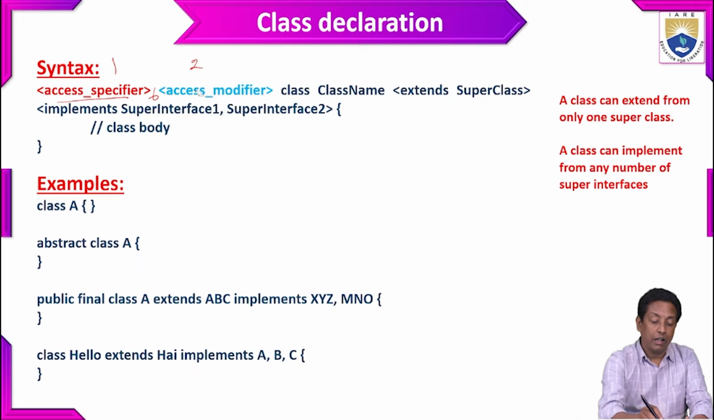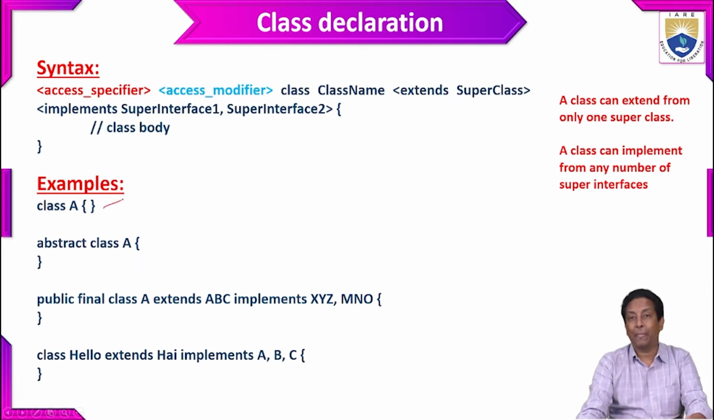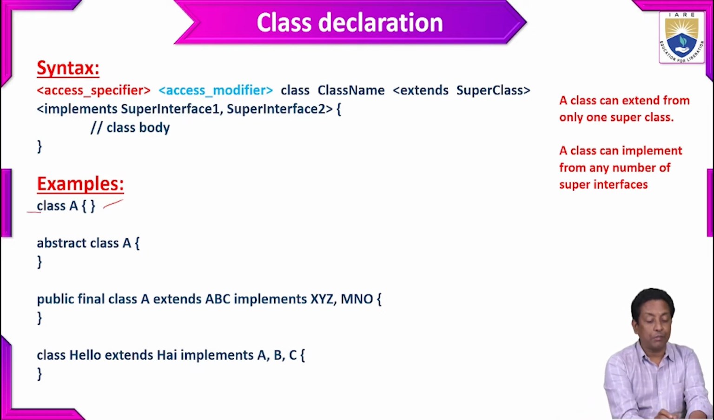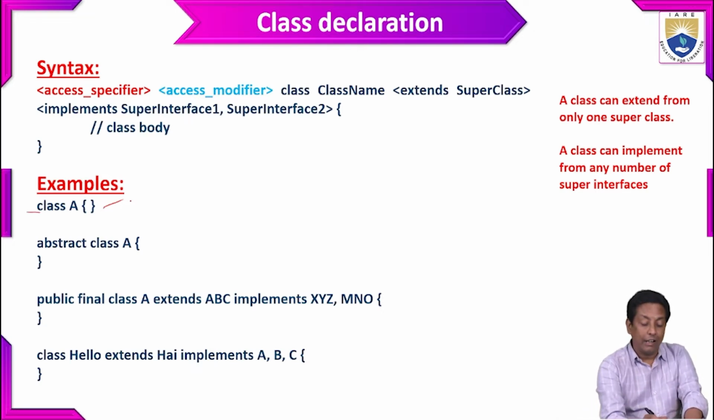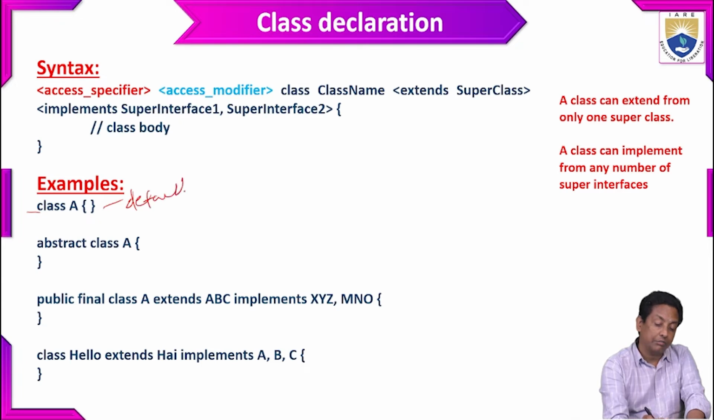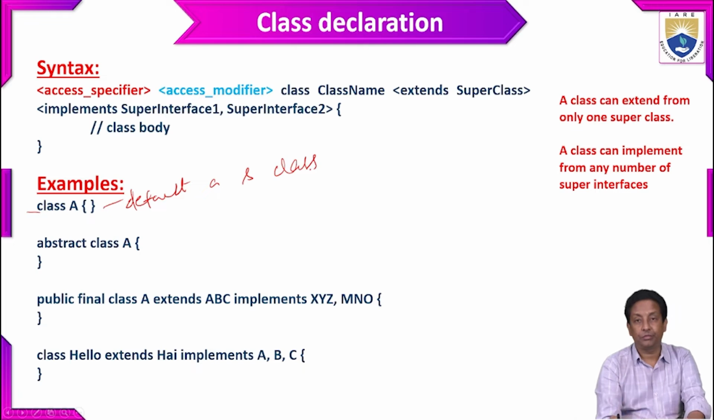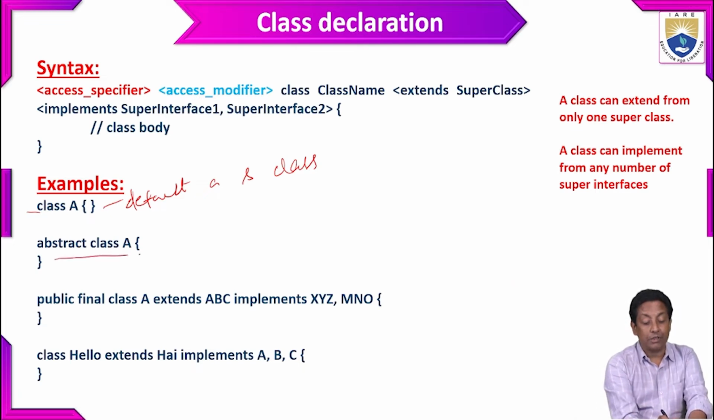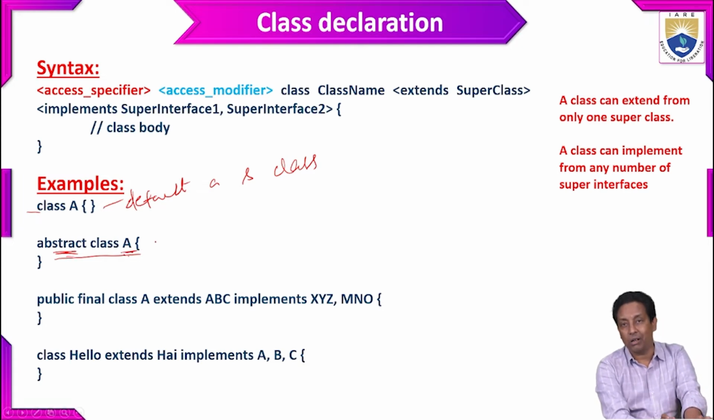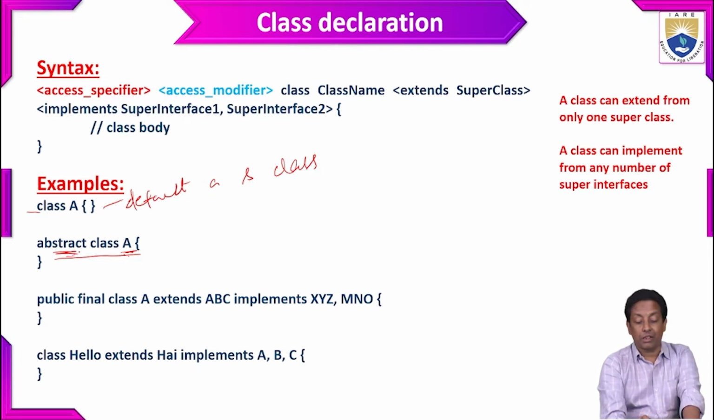And here I mentioned a few small examples of class declaration. Class A, see, there is no access specifier prefix to the class keyword. This is a default access specifier class. This is class A. This is abstract class A, and the access modifier is applied. This is an abstract class. That means the class is not fully implemented, only partially implemented. Maybe this class contains some abstract methods. Such classes are declared as abstract classes. So, access modifier, class name.